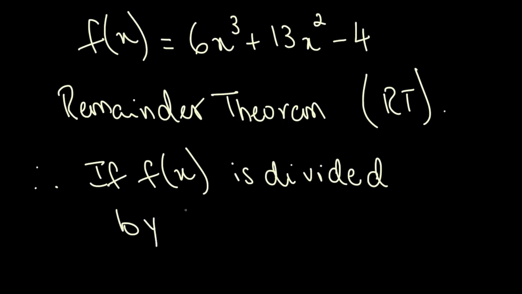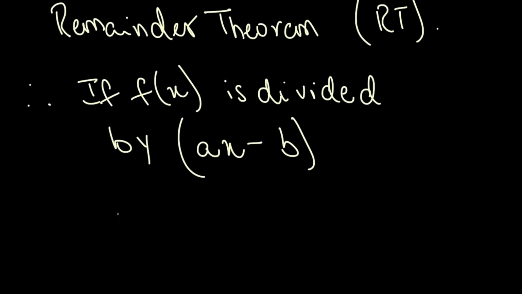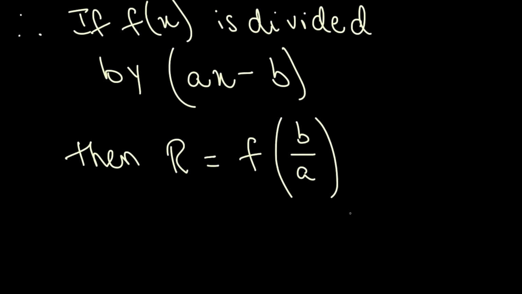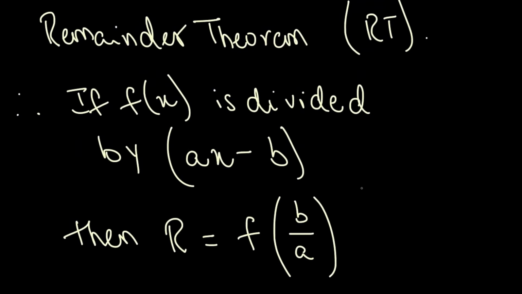by anything that resembles ax minus b, then you may find the remainder, we shall call that r, by simply substituting b over a back into the original expression. That's your remainder theorem. You don't have to go long division. You don't have to do anything of the sort. All you need to remember is this very simple theorem that states if f of x is divided by ax minus b looking things, then you may find the remainder by simply inserting b over a back into the equation.